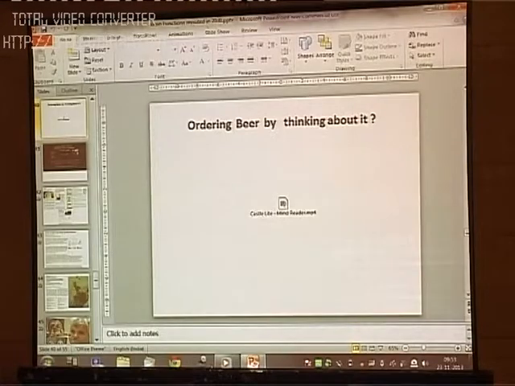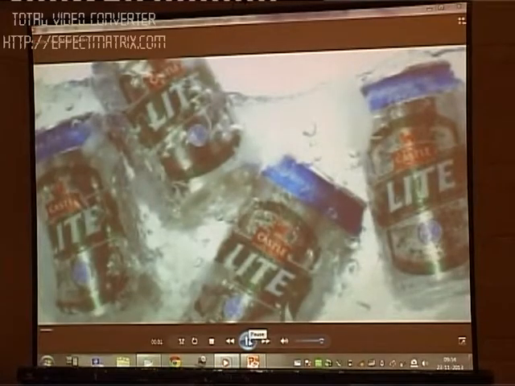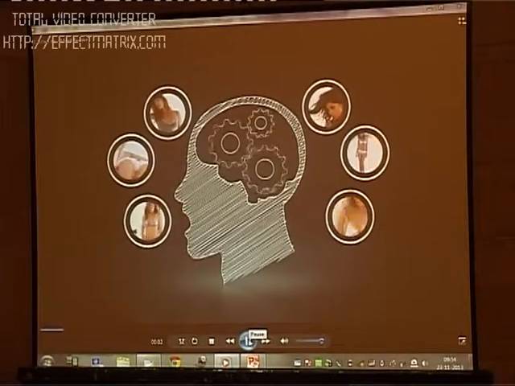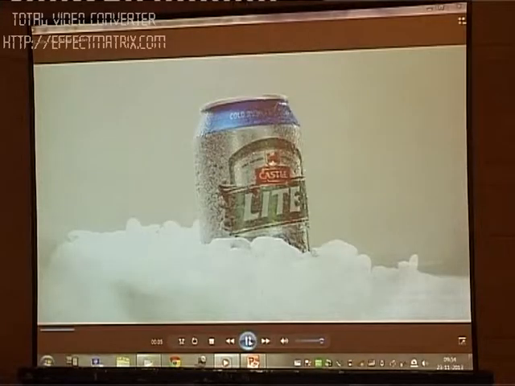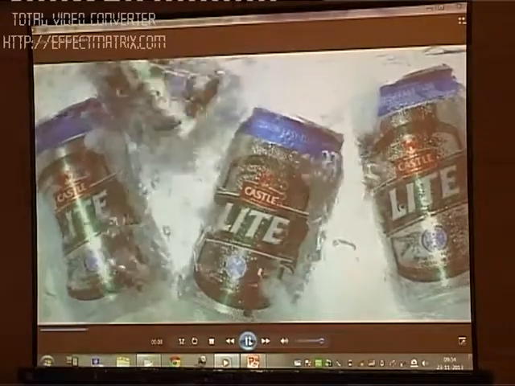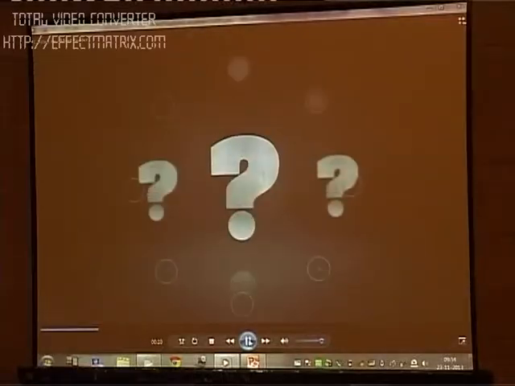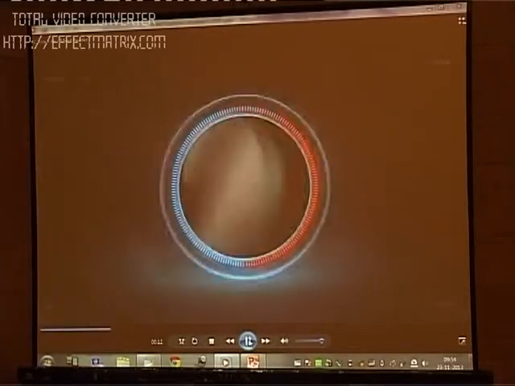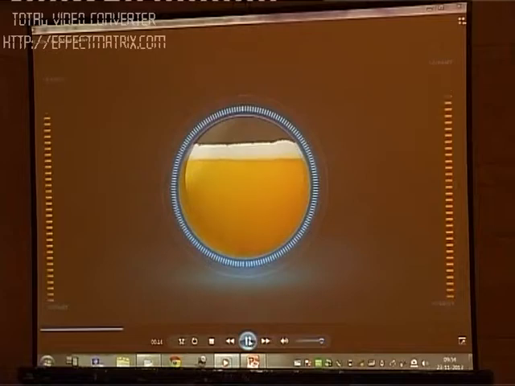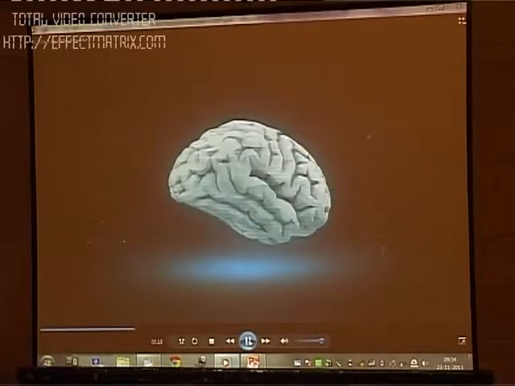And this is how you will order beer in the future. What's the number one thing on a man's mind? Not that. It's beer. And not just any beer, extra cold beer. What if we could build a machine that delivers just that? A machine that would pour you an extra cold Castle Light at the speed of thought.